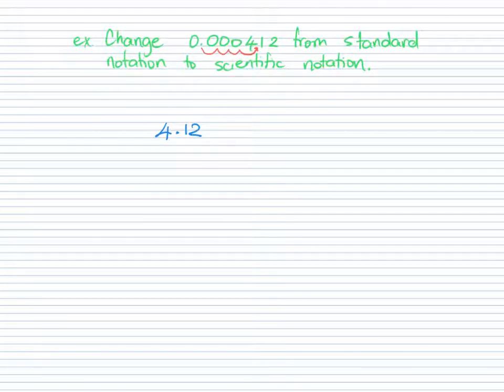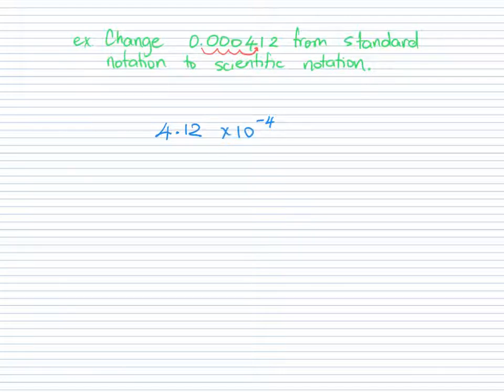But again, we cannot say that these two numbers are the same. There's no way you could get away with saying this number and this number are the same. So you do have to compensate for that movement by multiplying by a power of 10. And since we moved the decimal point 4 places, this number is 4.12 times 10 to the negative 4.